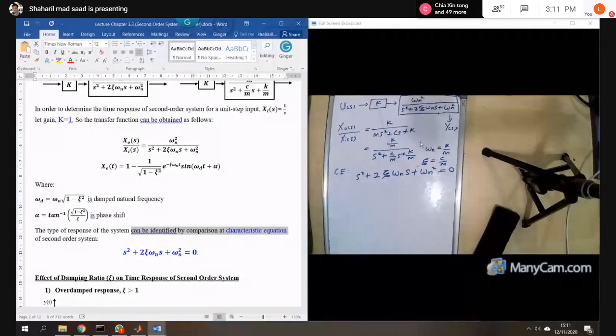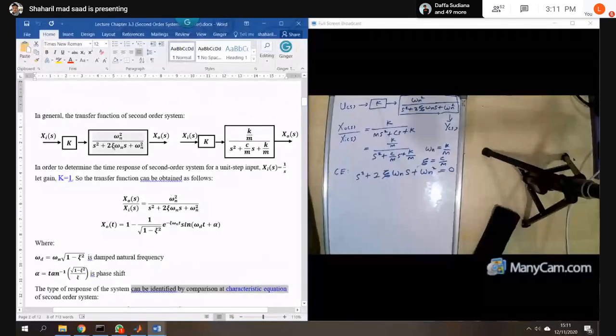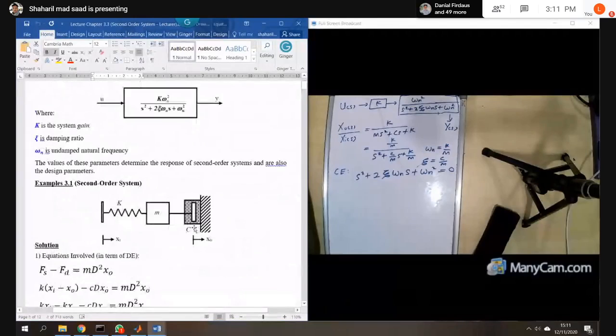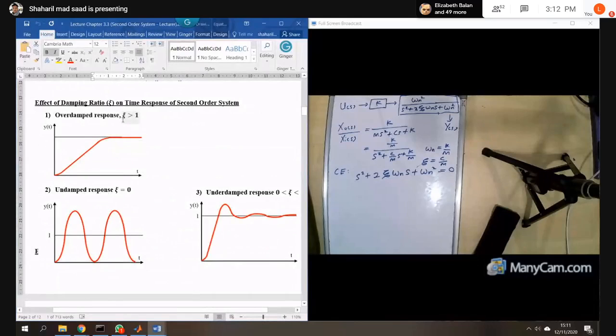So we can see the effect of the damper. This theta, sometimes we call it the damper. What is the effect? If theta is more than 1, the graph will be the same as a first order system. If theta equals 0, what does that mean?